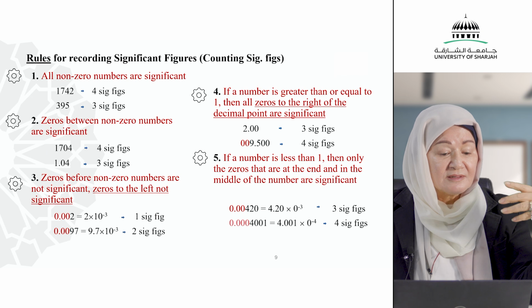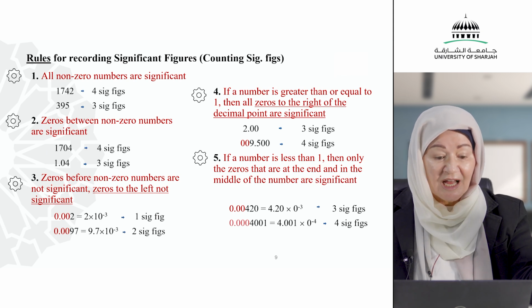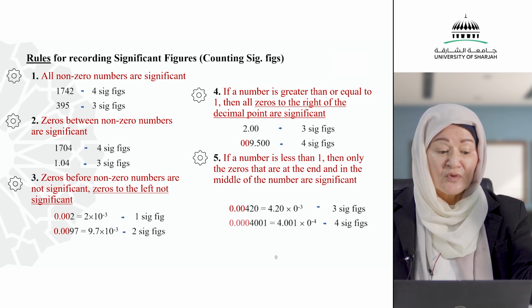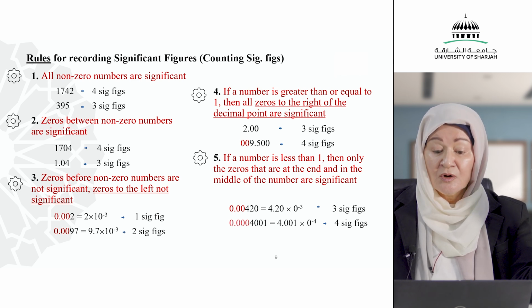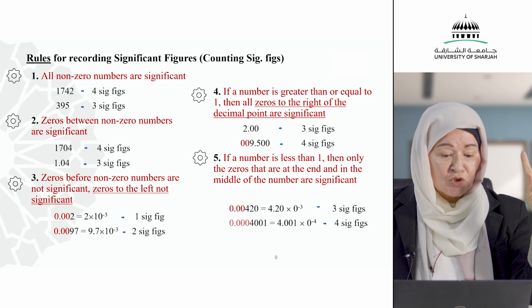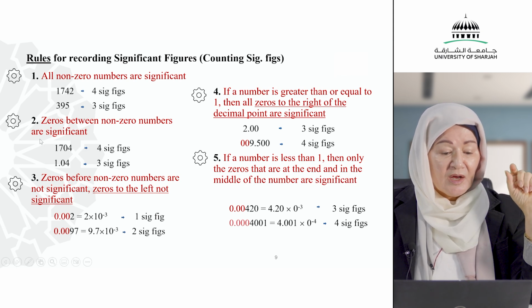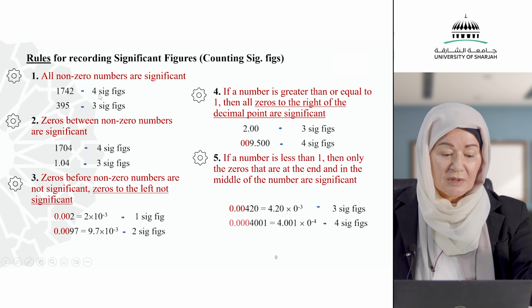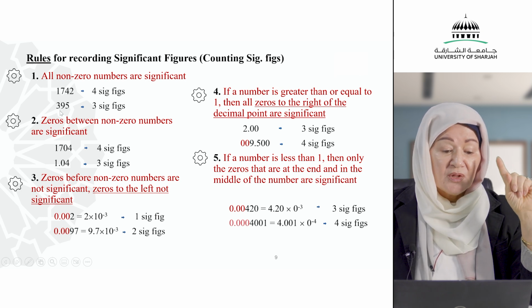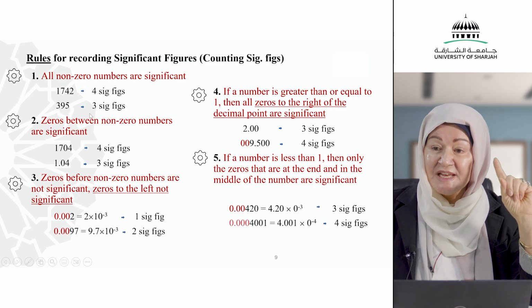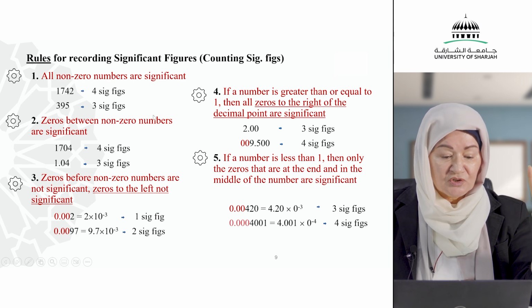Now, let us check exactly the rules, and I have examples for each rule. How do we record significant figures? How do we count them? First rule: 1742. I have 4 significant figures. I count all digits. 395, 3 significant figures. I count all digits.